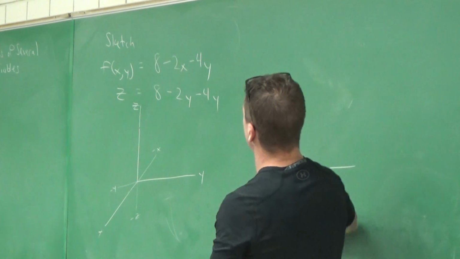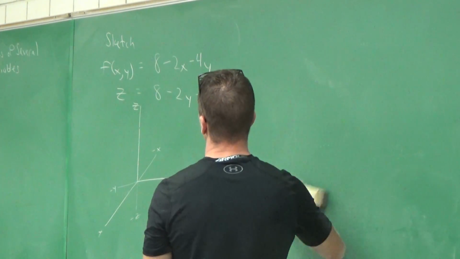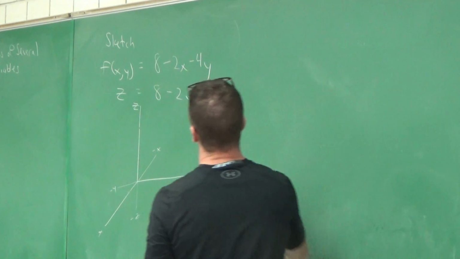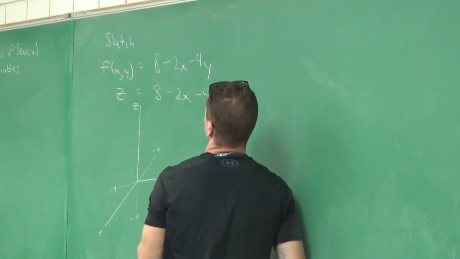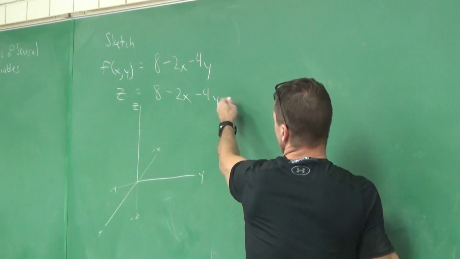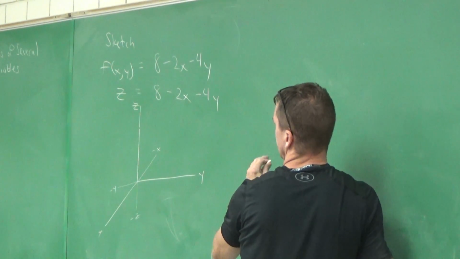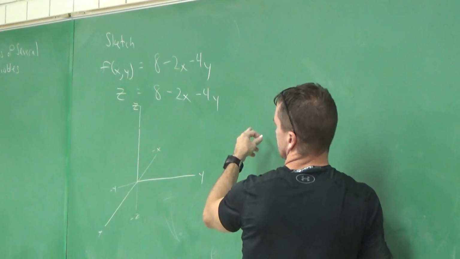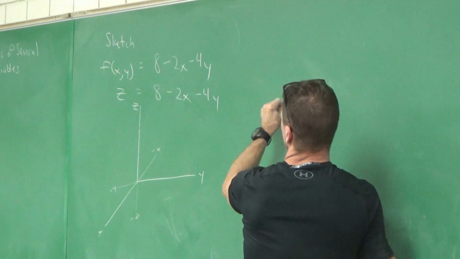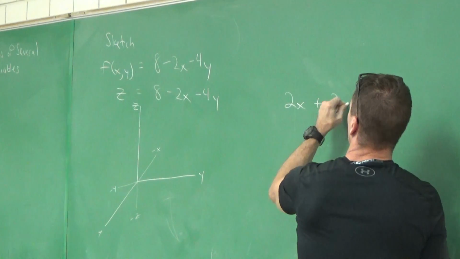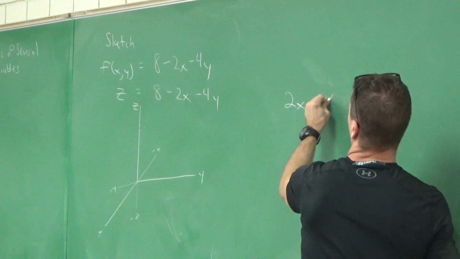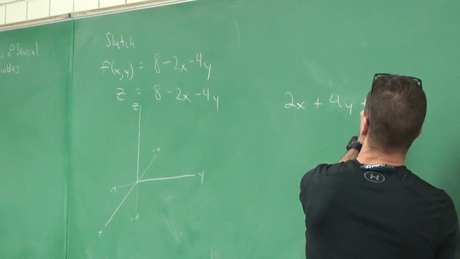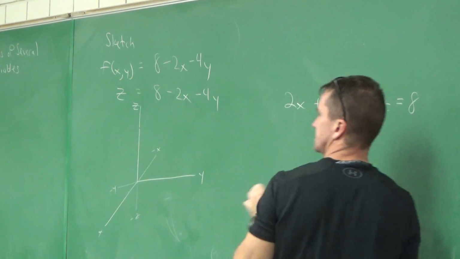Okay. So z equals 8 minus 2x minus 4y. I'm going to rewrite this and put the x's and the y's and the z on one side and keep the 8 on the other side. So I have 2x plus 4y plus z equals 8. Isn't it the same equation?